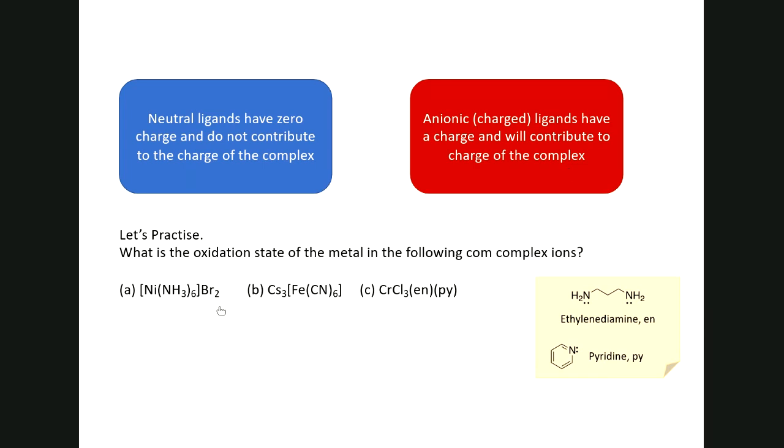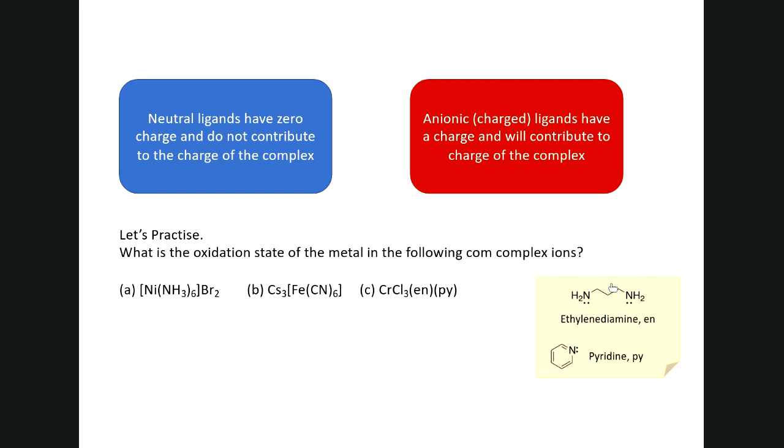The first 2 are similar to what we've done before. C is a little bit challenging, but I've shown you. N is ethylene diamine, and I'm showing you the ligand here. And pyridine is also shown here, and they are neutral ligands.